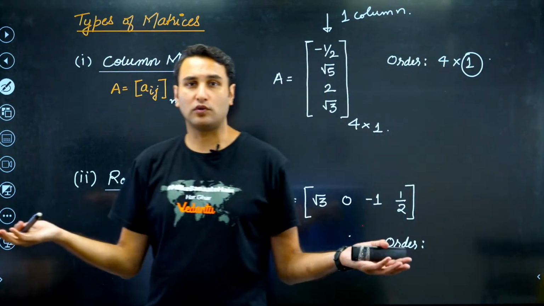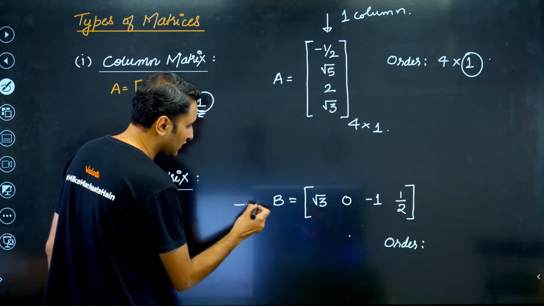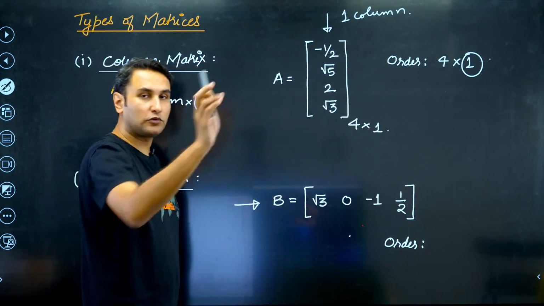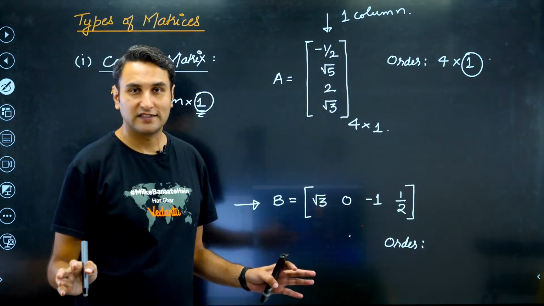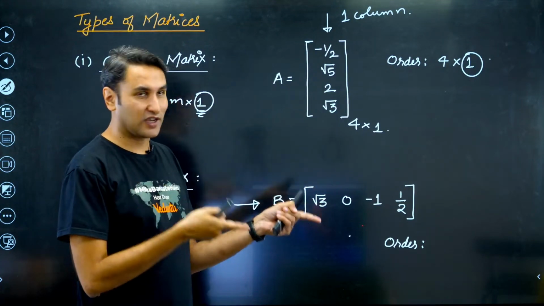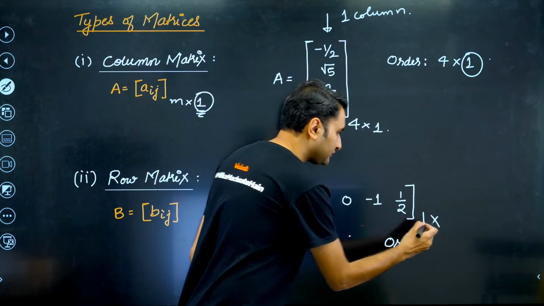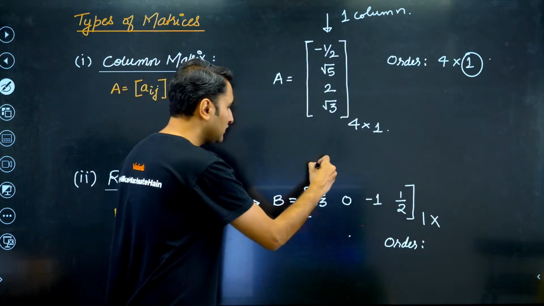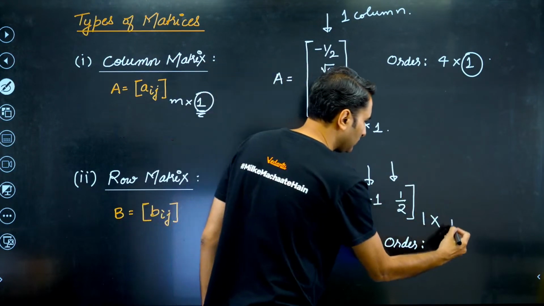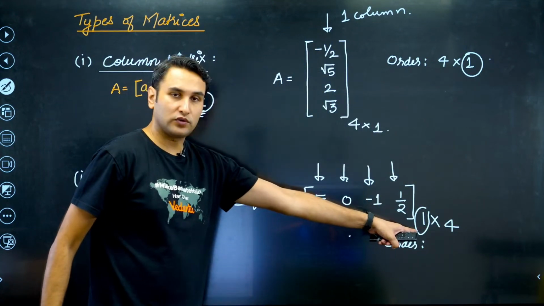Similarly, what is the row matrix? When there is just one row. Just one row, right? Columns can be whatever number of columns, it doesn't matter. Columns can be n number. In this particular case, the row is 1 and the number of columns are 1, 2, 3, 4. This is 1 by 4. The important thing to notice is that the rows is 1.